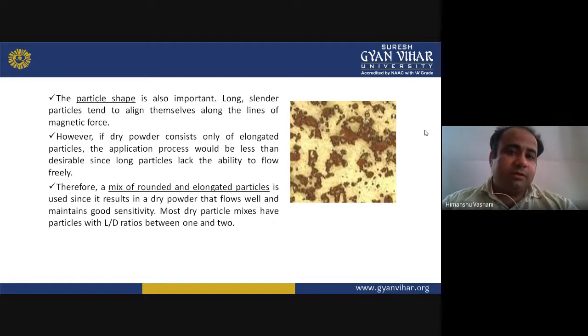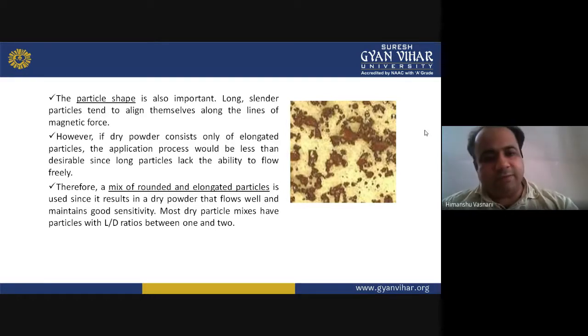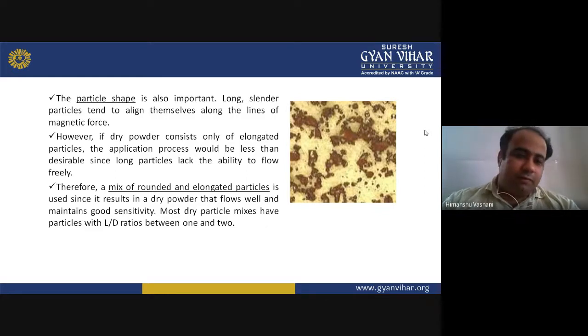And if dry powder consists of only elongated particles, the application process would be less than desirable, since long particles lack the ability to flow freely. So we should be careful while selecting the particles of the dry powder. Therefore, a mix of rounded and elongated particles is used, because it results in a dry powder that flows well and maintains good sensitivity. Most dry particle mixes have particles with length-to-diameter ratios between 1 and 2.